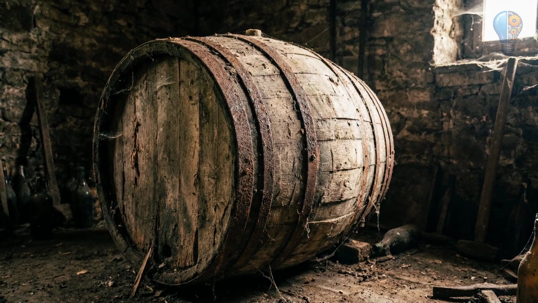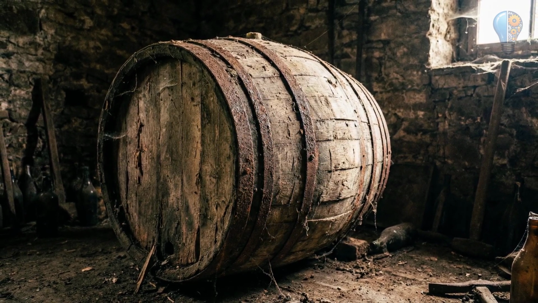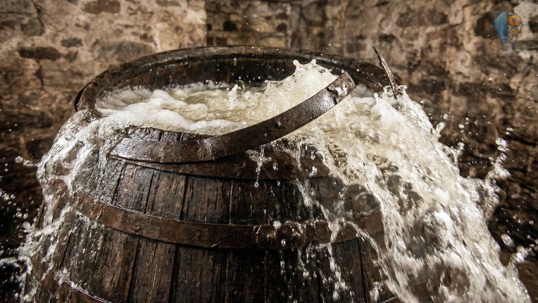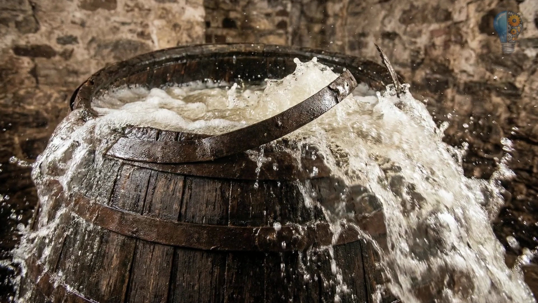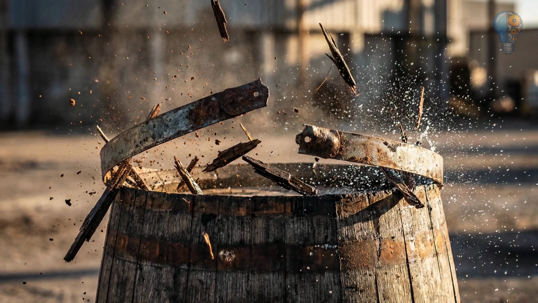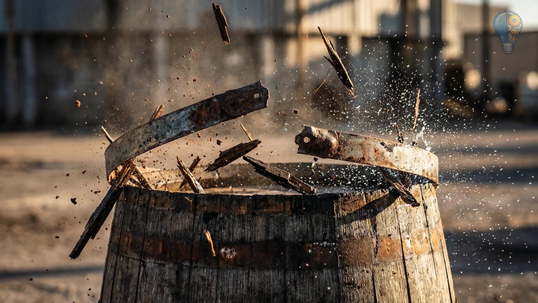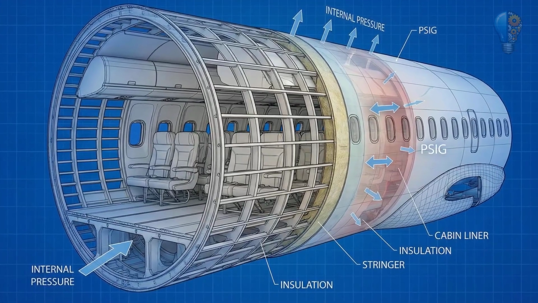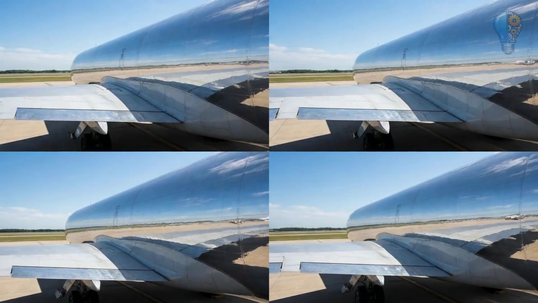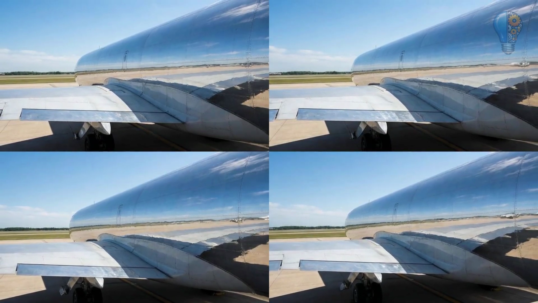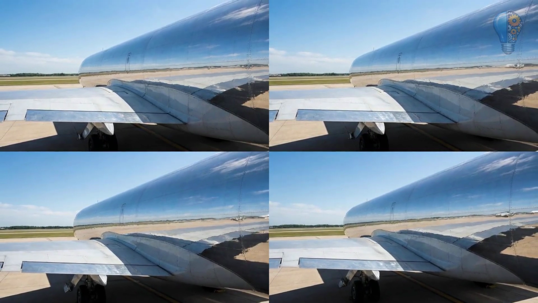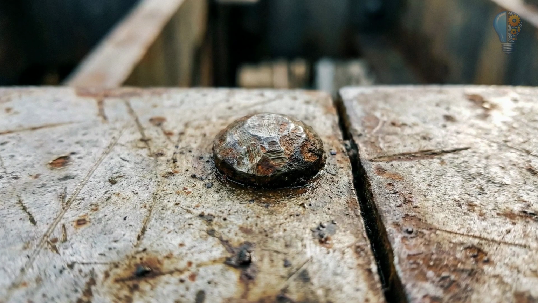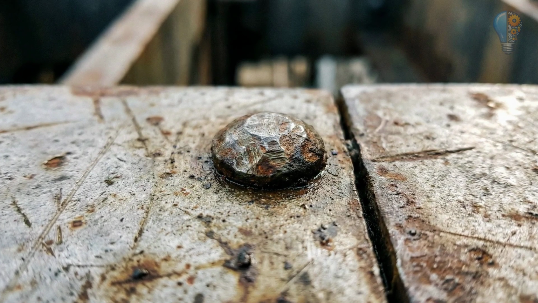Imagine a barrel held together with metal bands. When you fill the barrel with water, the water pushes outward, putting tension on those bands. The bands have to be strong enough to resist that outward force, or they'll snap and the barrel will burst. An airplane fuselage works the same way. The aluminum skin of the aircraft is under constant tension from the pressurized air inside, and every rivet, seam, and opening in that skin is a potential weak point.